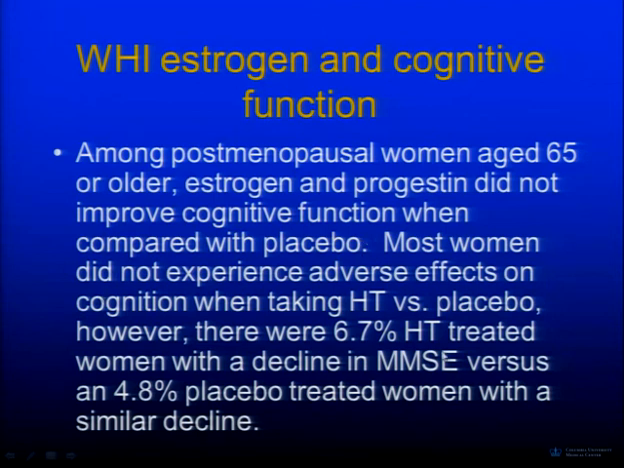And most women did not experience adverse effects on cognition when taking hormone therapy versus the placebo, but some of the women actually on hormone therapy had a decline in the mini mental status exam, which is another marker of cognitive function. And so there was a little bit of concern that we gave the drug to the people thinking it would prevent Alzheimer's disease, and maybe instead we're seeing that there might be a little bit of risk. So as time goes on, you have to rethink your knowledge and rethink what is the association. And I think at this point in time, no one would necessarily recommend estrogen to try and prevent Alzheimer's disease based on what we now know.